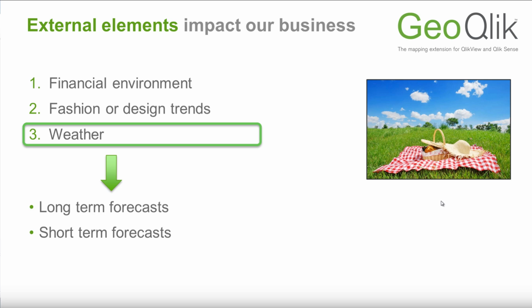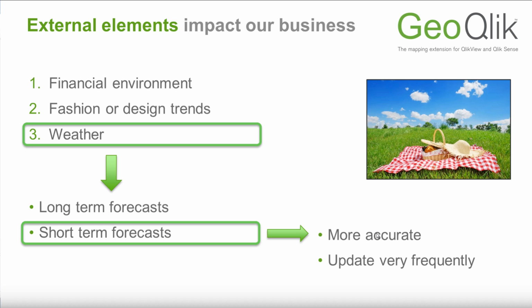With the weather, we have long-term forecasts and short-term forecasts. The long-term forecasts are, of course, much less precise. They are vague estimates. On the other hand, short-term forecasts are more accurate and update very often.